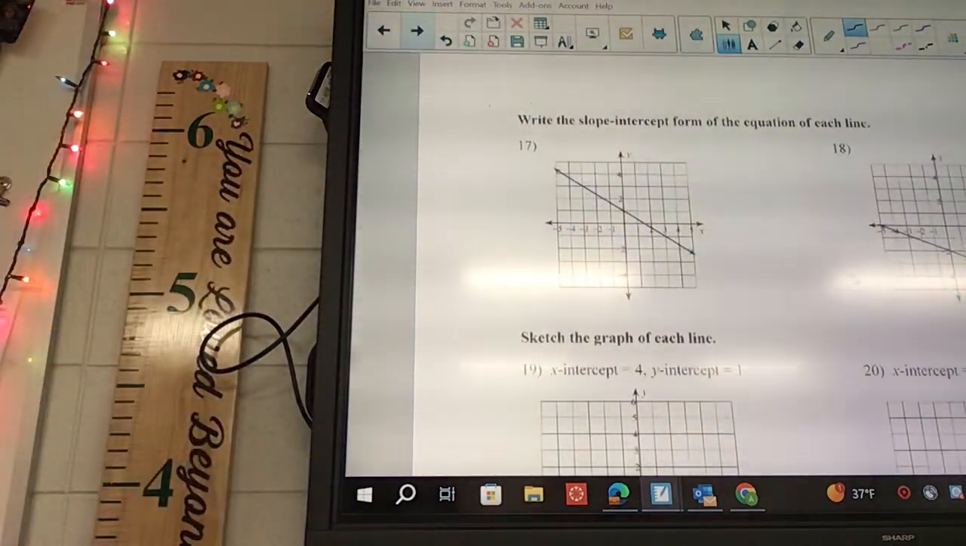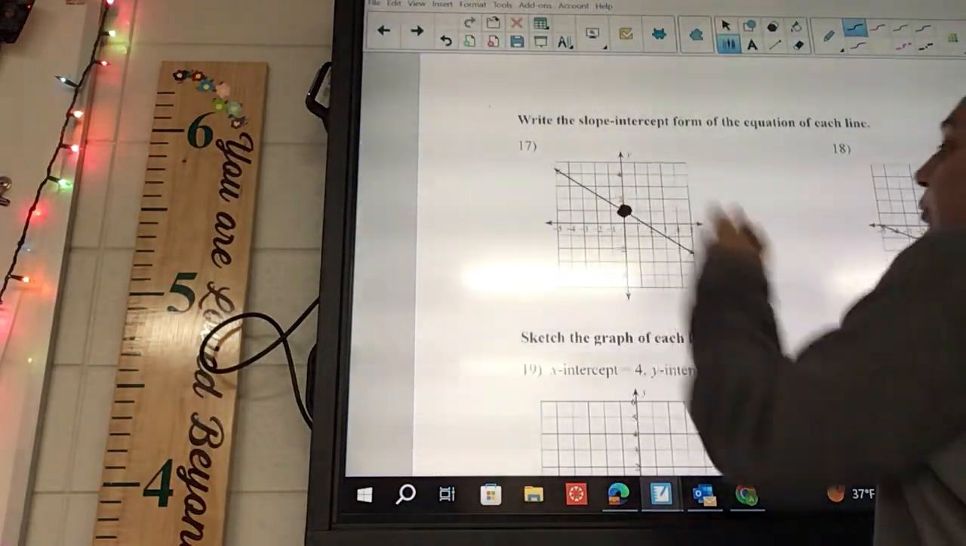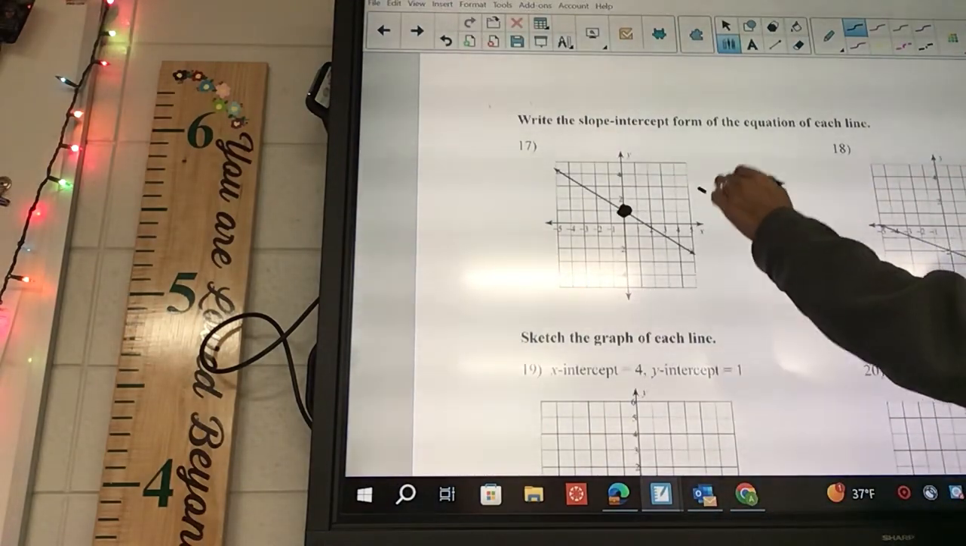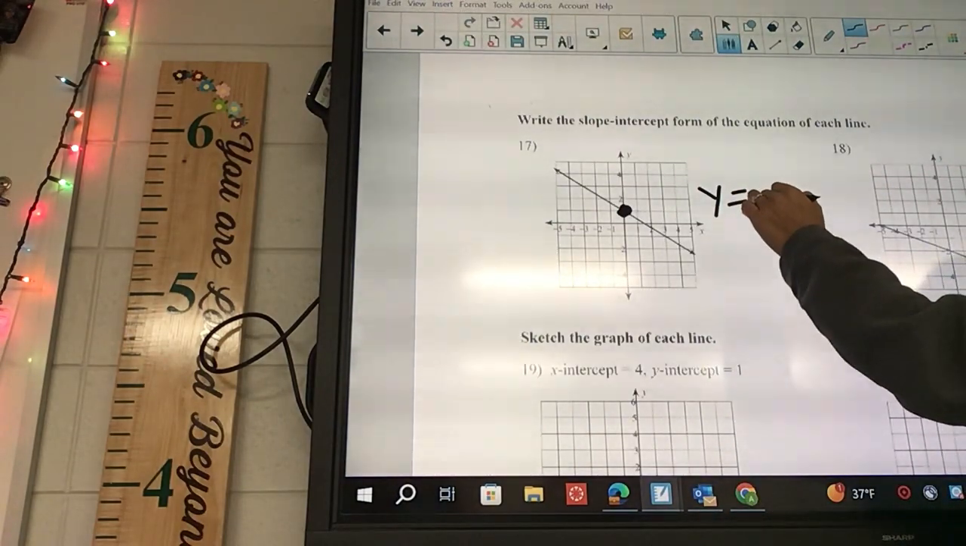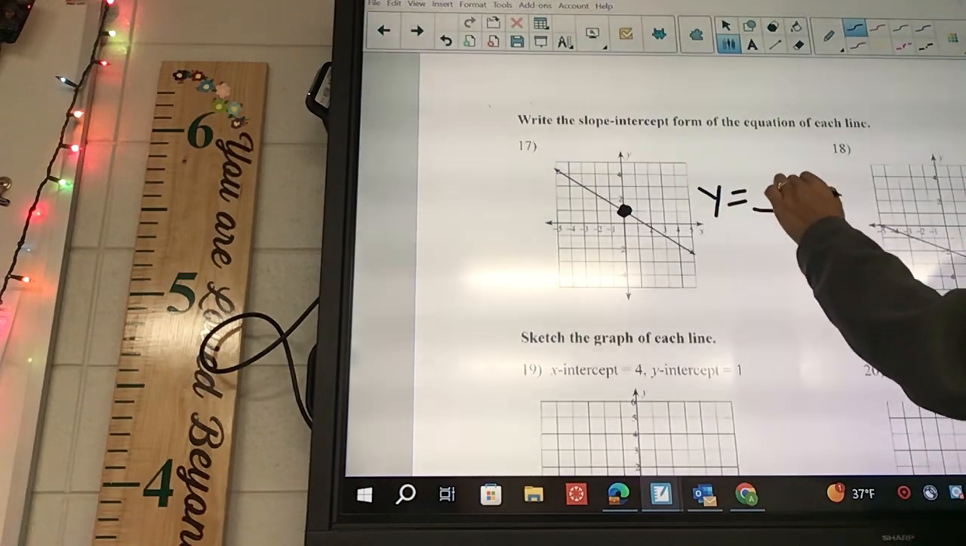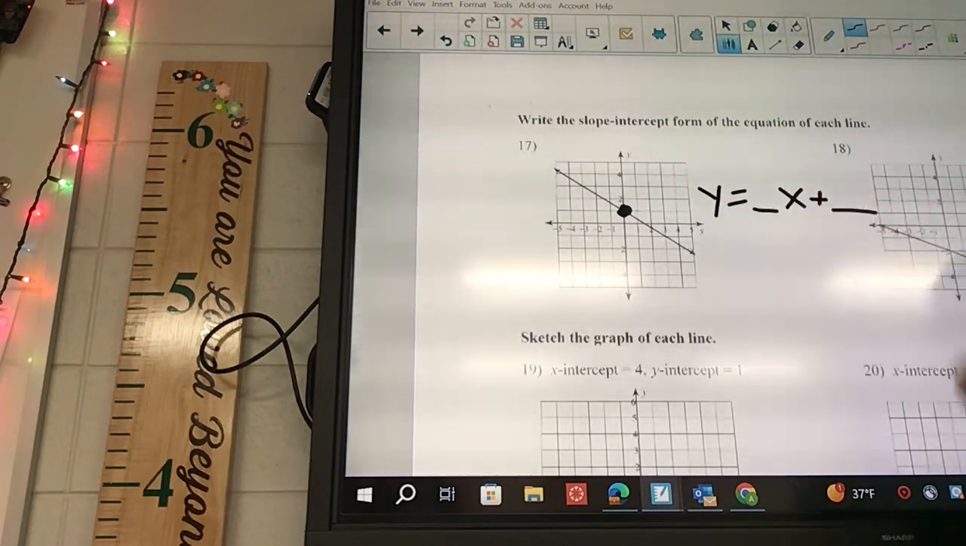Okay, 17. Write the slope-intercept form. What do we find first? The slope or the y-intercept? The y-intercept. So where it crosses the y-line, find where it crosses the y-line and put your dot at 1. So I can tell you right now that your answer should look like this. Y equals blank, and I'm going to draw the blank just so you can see it. Blank x plus blank. Okay?